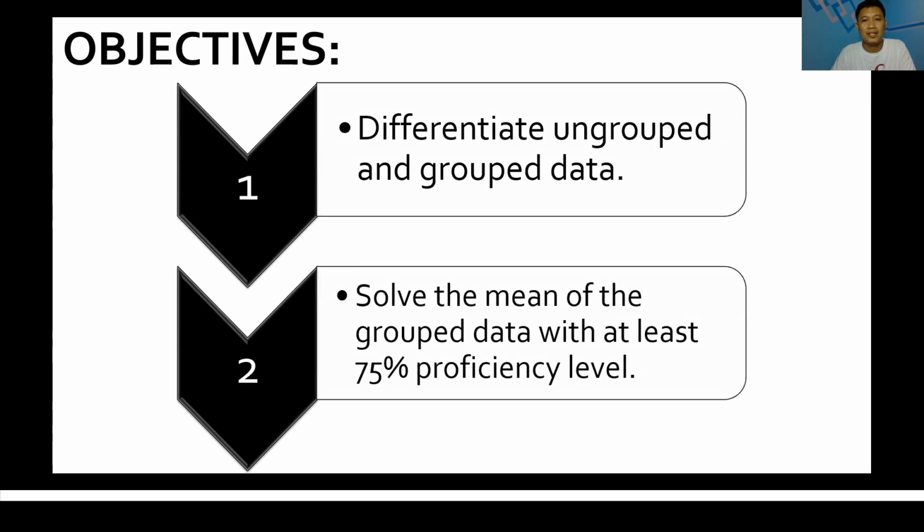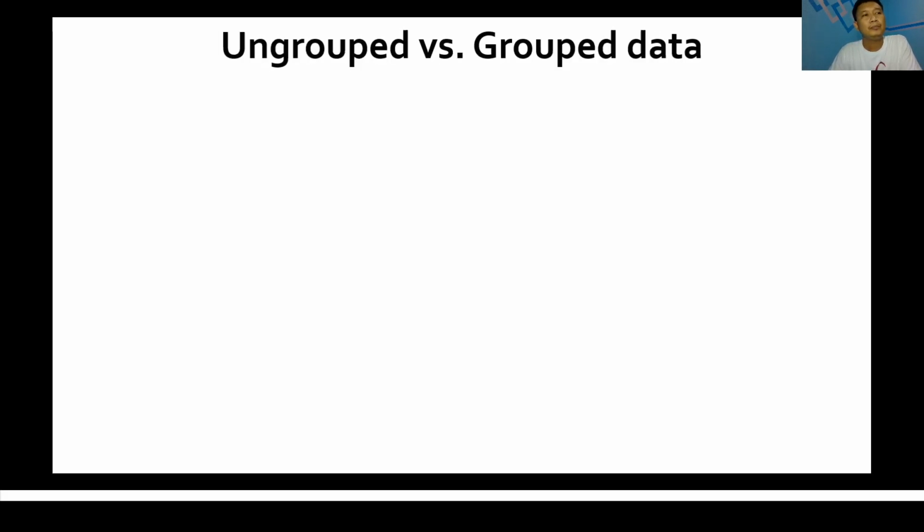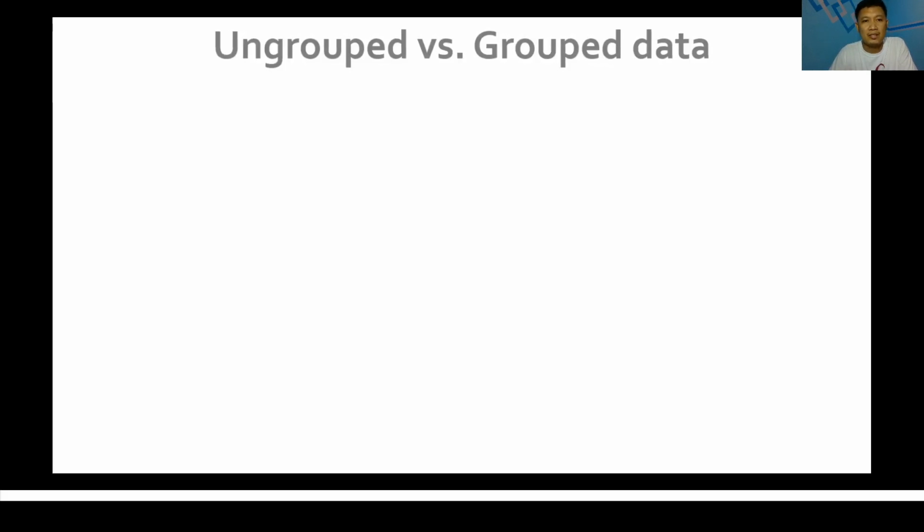The first objective is to differentiate ungrouped and group data. The second is to solve the mean of the group data with at least 75% proficiency level. Okay, so just to have a short recall, let's compare the two sets.